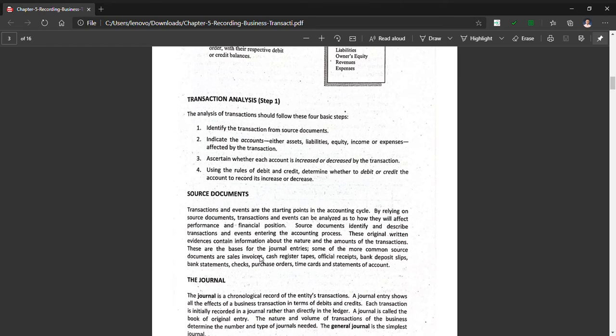mag-i-issue kasi tayo ng sales invoice. So that is a basis. First, next, cash register tapes, official receipts. Okay, kung meron tayong binabayaran, right, meron tayong mare-receive na official receipt. So that is another source document.